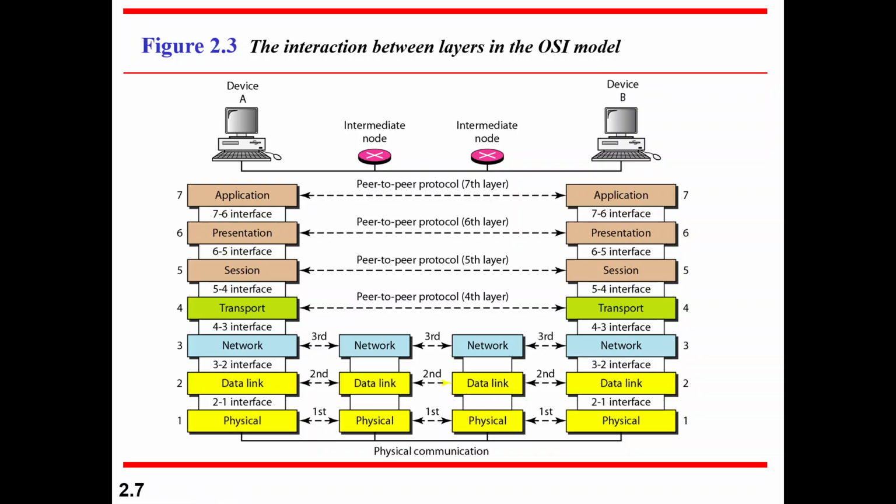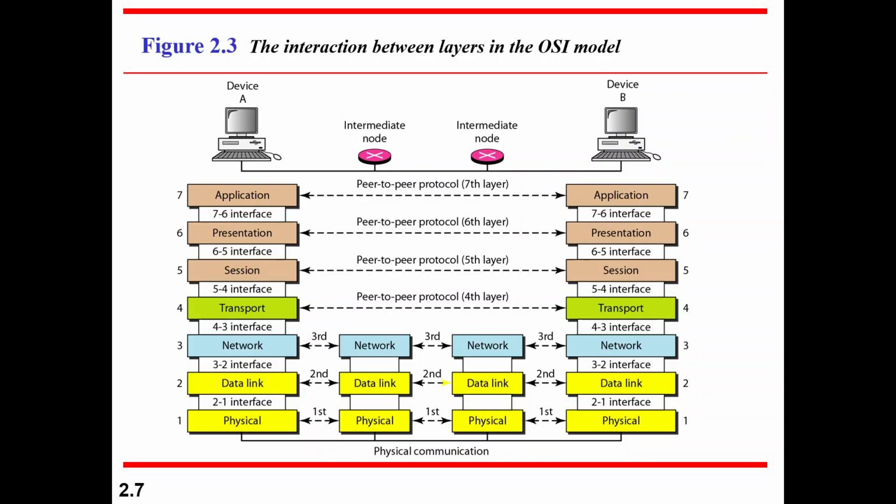Hello, friends. Let's start with the next topic, that is peer to peer process. At the physical layer, communication is direct. As you all can see in the figure, device A sends a stream of bits to device B through the intermediate nodes. At the higher layers, however, communication must move down through the layers on device A over to device B and back up through the layers.